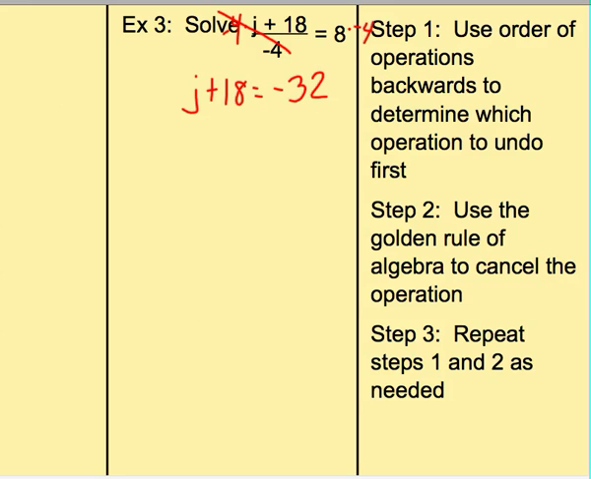Step 1, repeating these two as needed. Now I have j plus 18. To cancel my addition, I will subtract. On the left-hand side, the reason I subtracted 18 was to cancel the adding 18, so I've now isolated my j. And on the right-hand side, here's how I add these numbers, not with a calculator, with my brain.